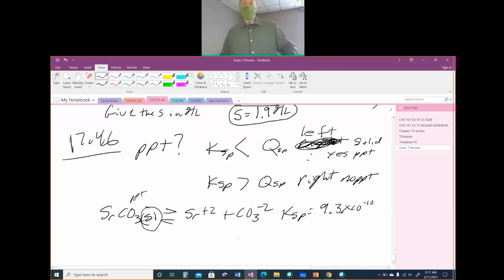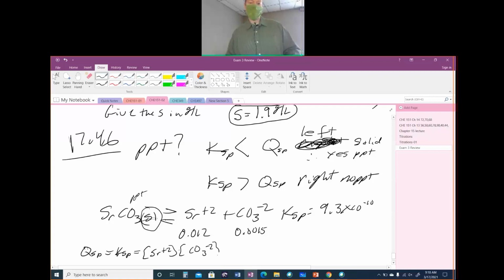All right, so that is a constant. You look it up on the table, and then you put in your concentration. So Sr plus 2 initial is 0.012. And for your CO3 minus 2, you have your 0.0015. All right, so you have a concentration of both of them. And so you can find the Q. Remember, the QSP and the KSP have the exact same expression: Sr plus 2 concentration and CO3 minus 2 concentration.